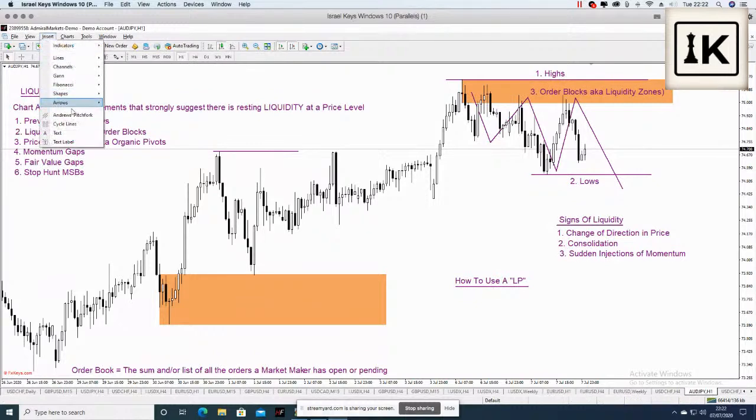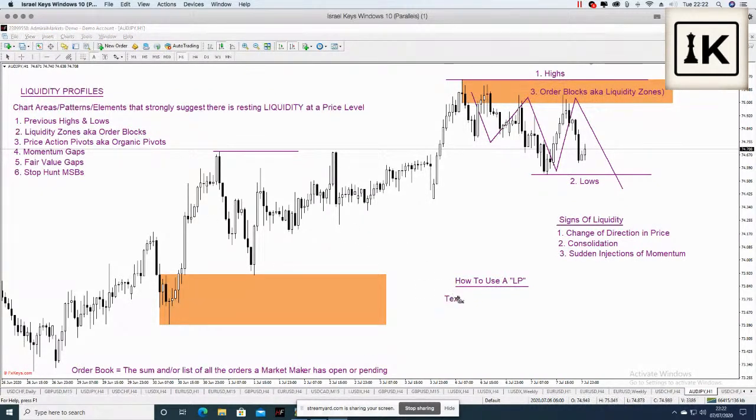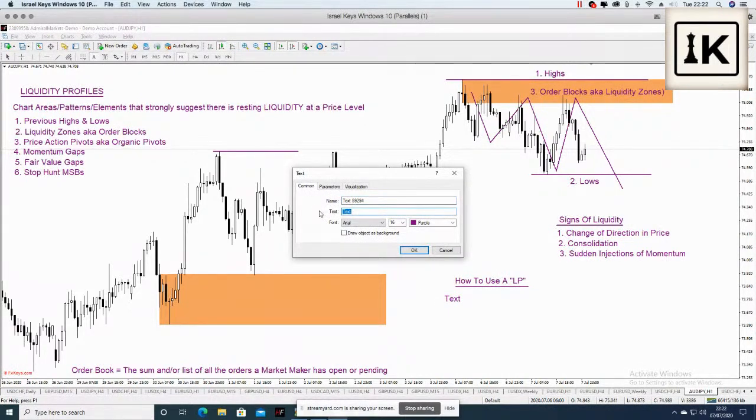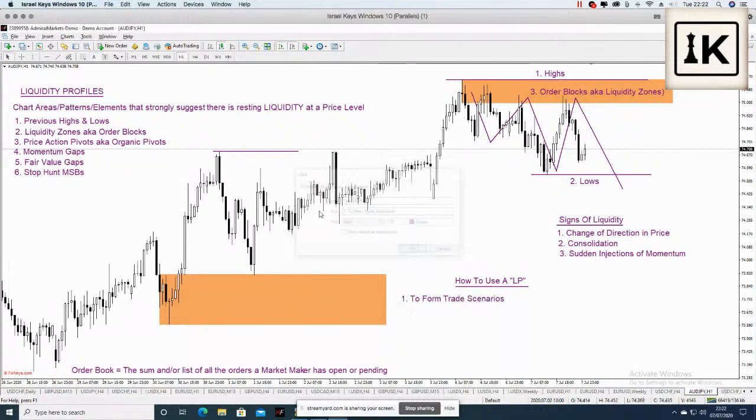Number one, to form trade scenarios. If you haven't watched the video where I talked about the elements of a trade plan, please go. I think that was last week. Please go watch it. Your trade plan has to start at the technical level with the scenario, meaning I'm expecting something to play out in price on a macro level. That will usually be an LP.